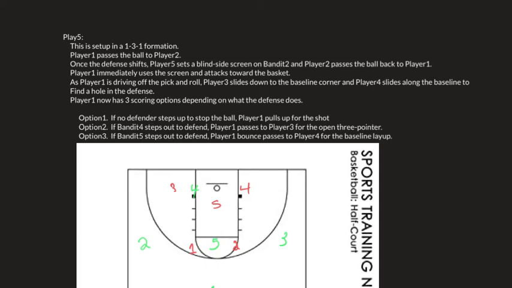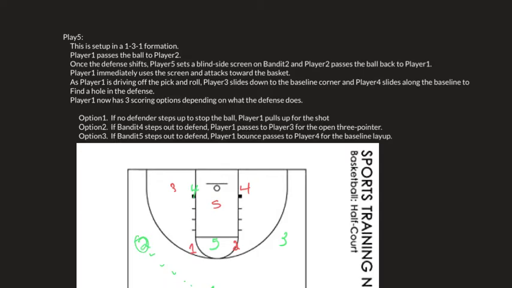This is the fifth play that was on the sheets, and the way this play is set up is a 1-3-1 formation. So you'll see we've got our guys 3 across the free throw line, 1 at the back, 1 at the front. So what'll happen is our point guard brings the ball down the court, and they're going to pass the ball to player number 2.